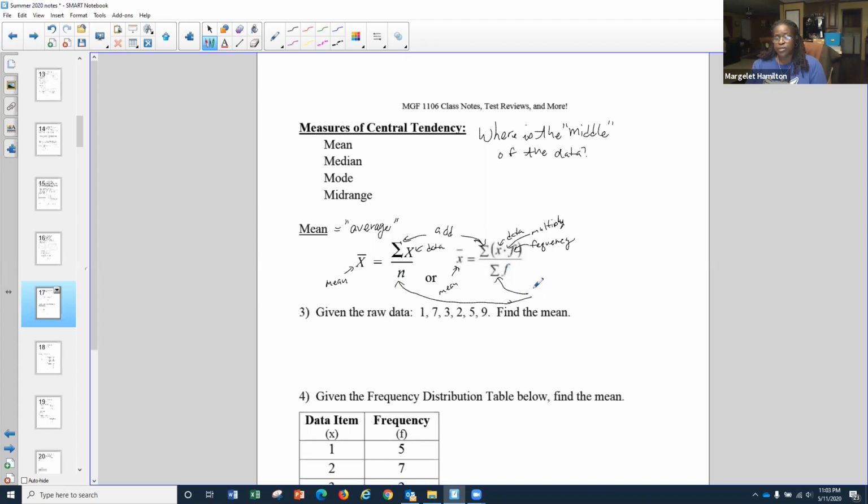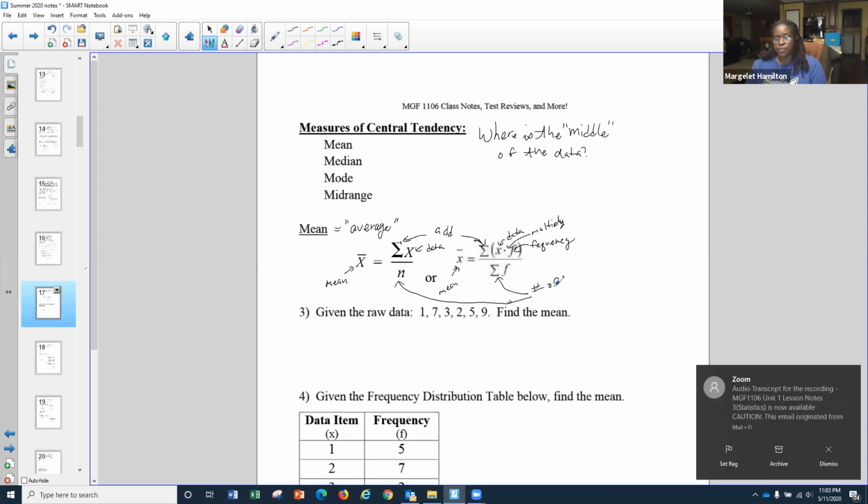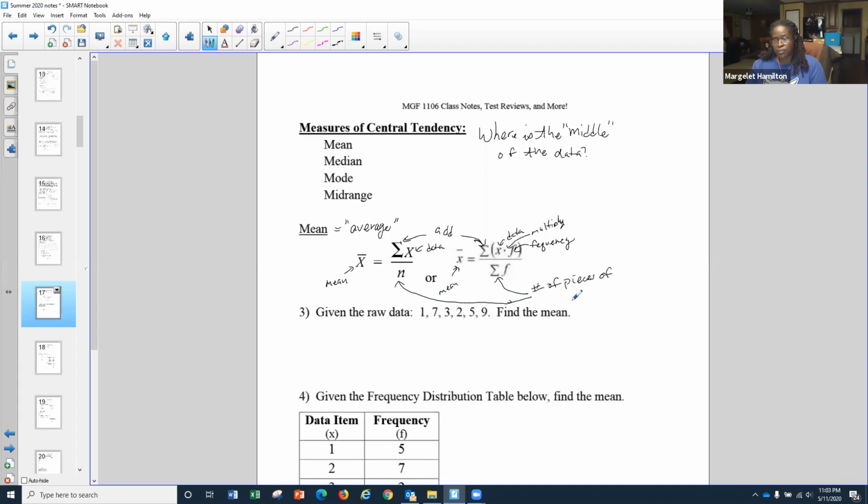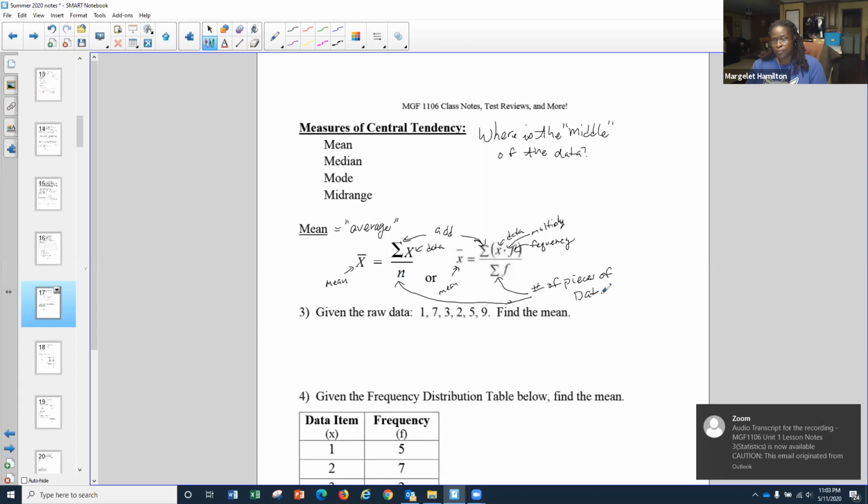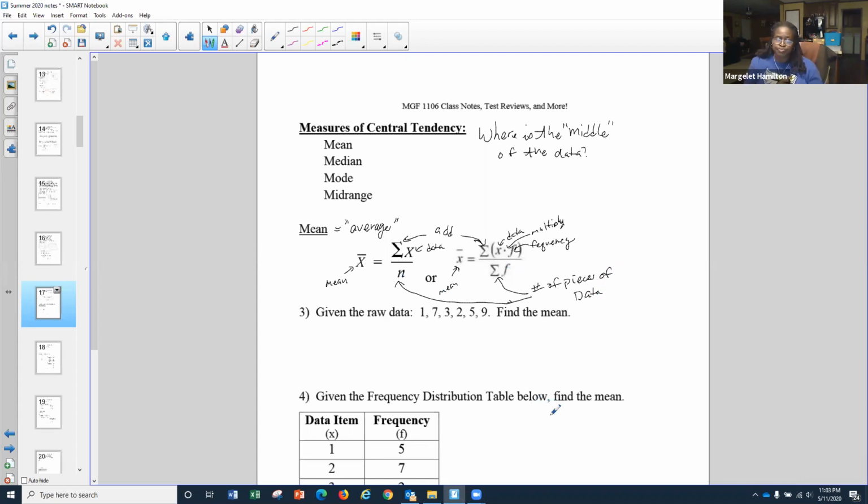So our number of pieces of data. Okay, so those are the two formulas. We're going to see how we're going to use them. First things first, let's start off with the basic. Given the raw data, here's the raw data they're giving us. They want us to find the mean.